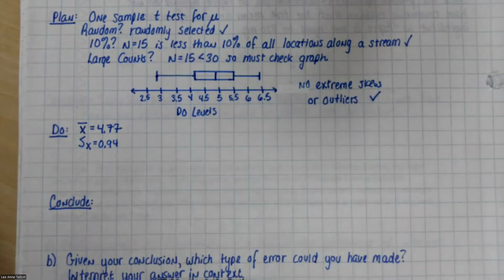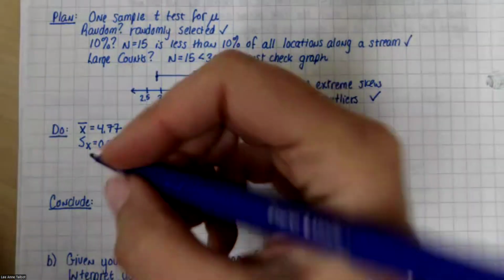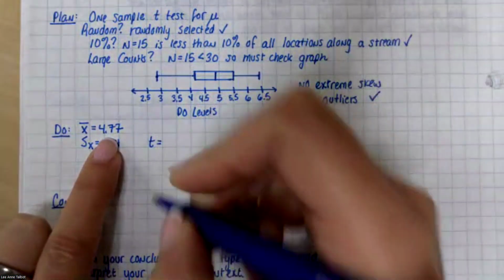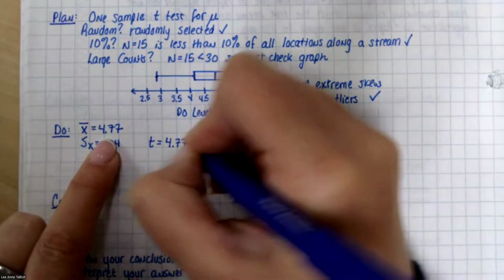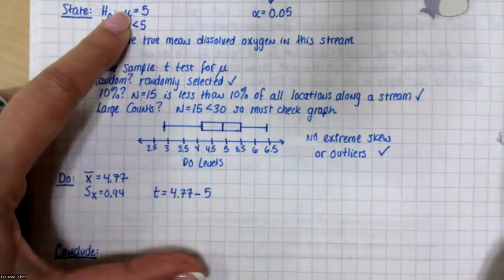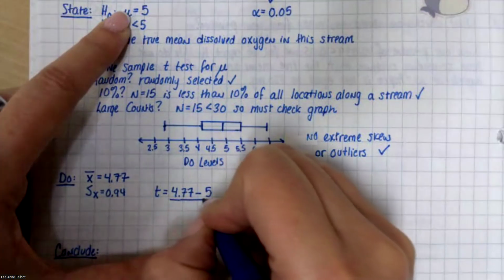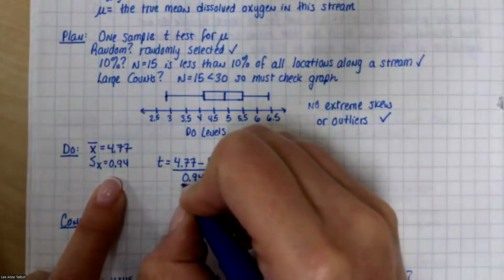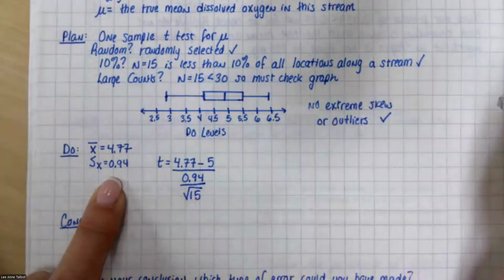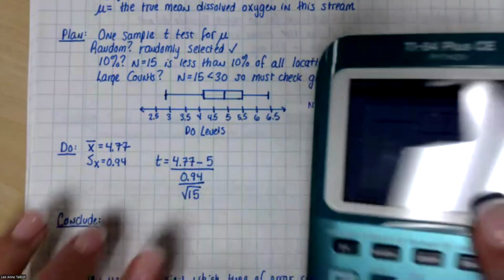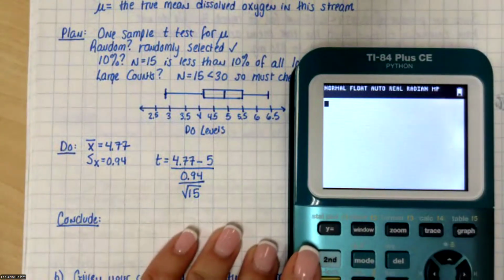Any questions about how to get the box plot from the calculator? And now it's on video again, so you can go back and look at this if you need to. Okay, do step. t equals statistic minus parameter over standard deviation of the statistic divided by the square root of n. Okay, remember to hit enter or use parentheses a lot when you enter this in.